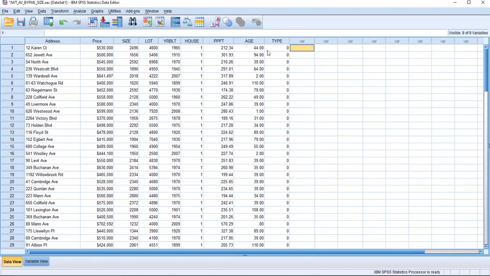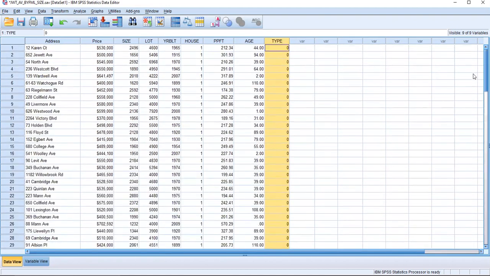This is the age of the house at the time it was sold. Like I said, the houses were sold in 2009, so if you subtract 1965 from 2009, you're going to get 44. And this variable called type is the type of house. Is it a one-family house or a two-family house?